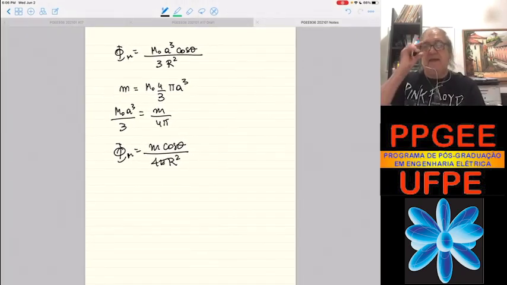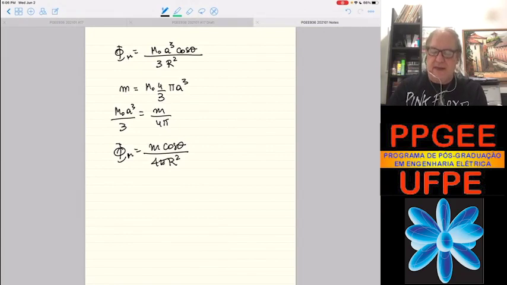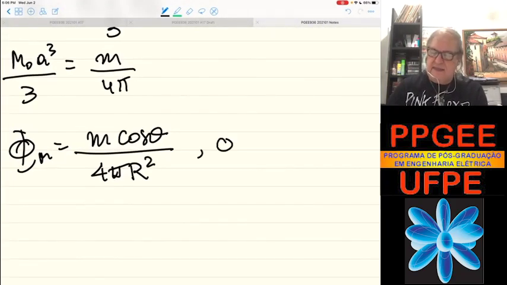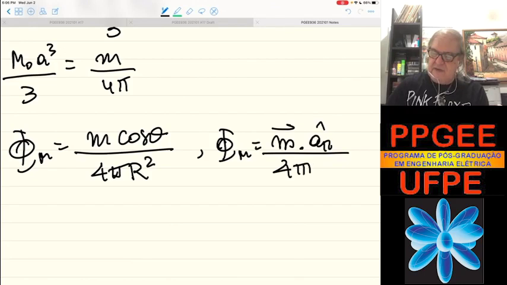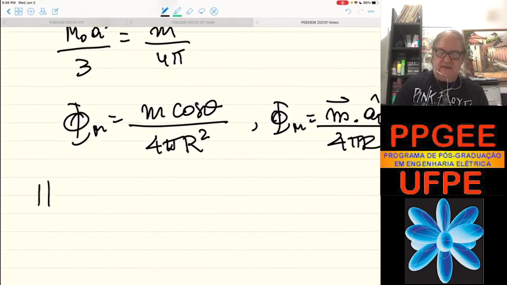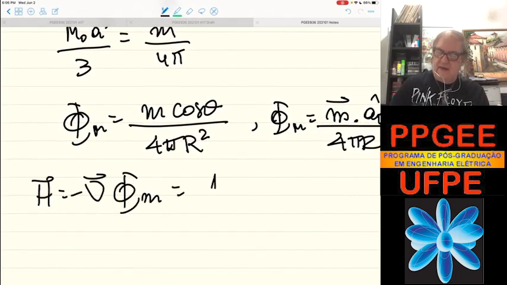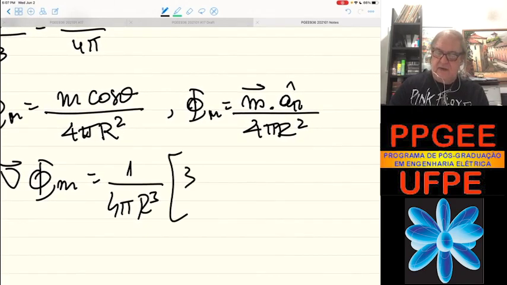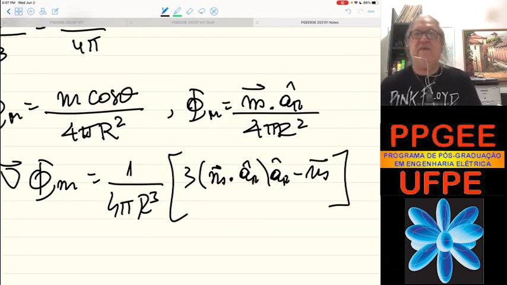Again, that's the magnetic potential due to a point dipole. What is this? Phi m equals m cross a_r divided by 4 pi r squared. And the field we know, right? The field is going to be the gradient, again 1 divided by 4 pi r squared outside anywhere, 3 m dot a_r a_r minus m. That's the field outside.